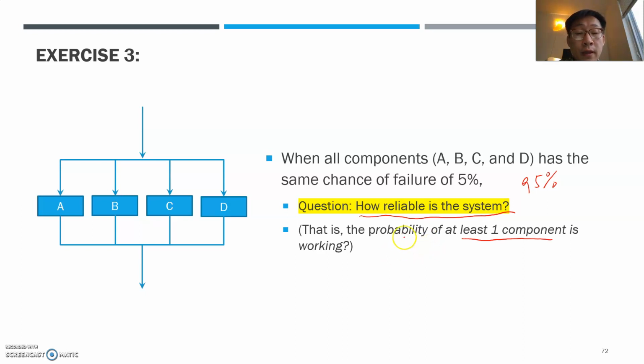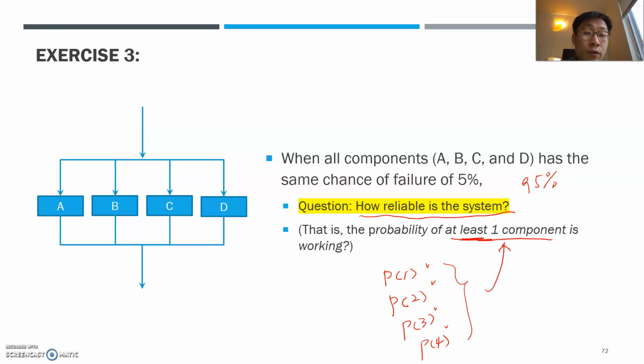So we need to consider this. This is asking at least one component is working. There are a total of 4 components, so we need to consider exactly 1 is working, exactly 2 is working, exactly 3 is working, exactly 4 is working. So we need to combine all the probabilities, and this is going to be the answer for this question. Or in other words, you can simply do 1 minus P0.